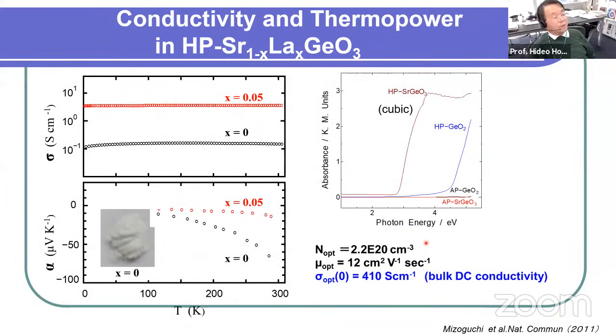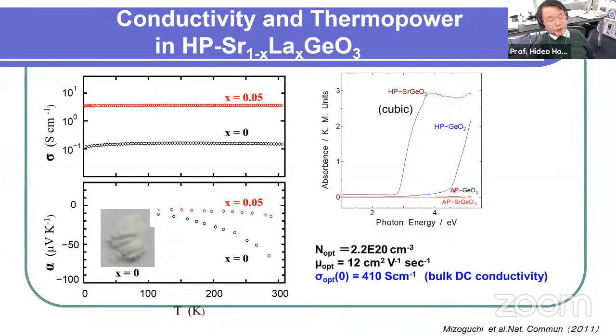So we fabricated the high pressure phase of the strontium germanate, and this is a part of how it is doped. So the obtained material is the degenerate type strontium germanate. This is a transparent semiconductor. The mobility is 12, not so bad. But anyway, the band gap is very small, almost 3 eV, compared to the germanium oxide or the ambient phase.